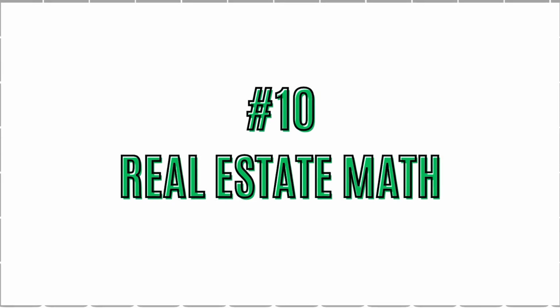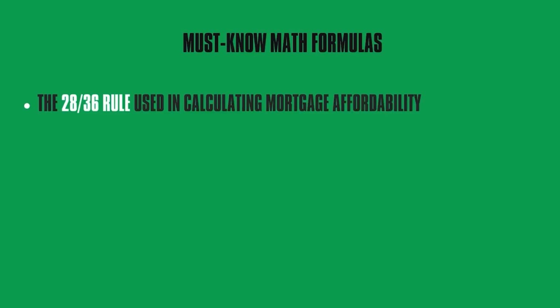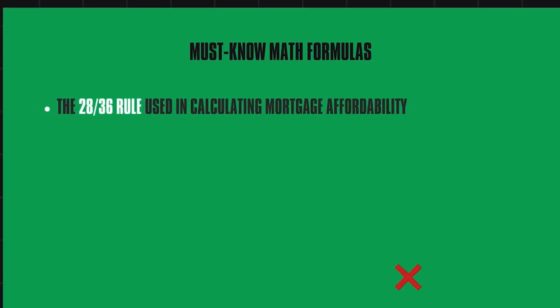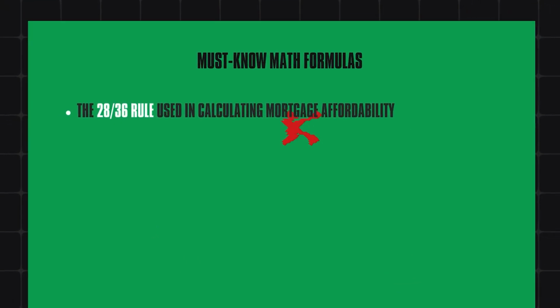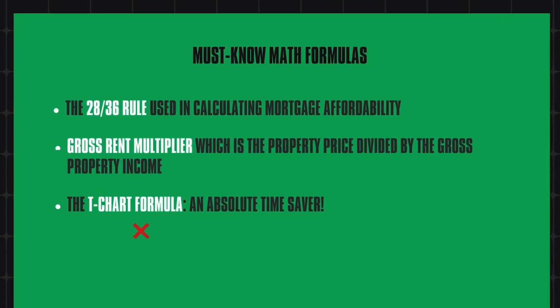Number 10, real estate math. Though not necessarily a concept, real estate math is such a crucial part of the exam, we just had to include it. What you need to know for the exam. There are several formulas you need to know for the real estate exam, like the 28/36 rule used in calculating mortgage affordability, gross rent multiplier, which is the property price divided by the gross property income, and the T-chart formula, which is an absolute time saver. We love it so much, we have a whole video on how to apply the formula to several math questions.